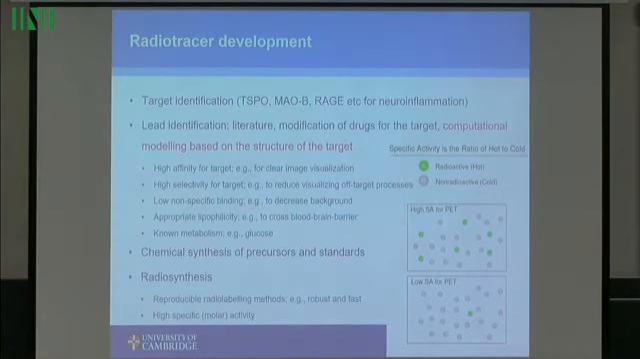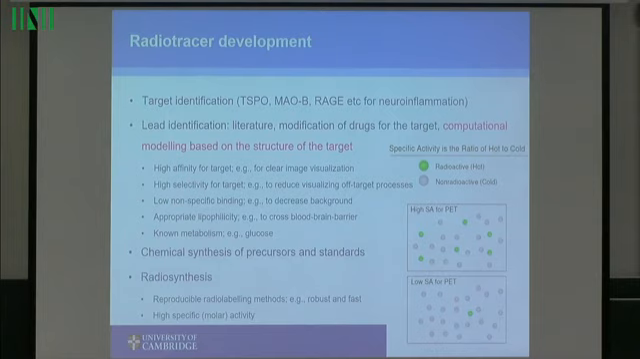So now coming to the radio tracer development that we do. The first step in radio tracer development is to identify a target. So I mentioned neuroinflammation before. So till now we have been using TSPO as the marker receptor, but there are several other markers that we could look at, for example COX-2, MAO-B, RAGE. So choosing the target that we want to study is the first step.